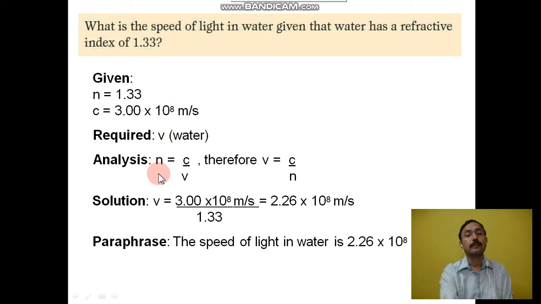Analysis: n equals c by v. Therefore, v equals c by n. Solution: v equals 3 into 10 to the power 8 meter per second divided by 1.33. After dividing, we get 2.26 into 10 to the power 8 meter per second. So, paraphrase: the speed of light in water is 2.26 into 10 to the power 8 meter per second.